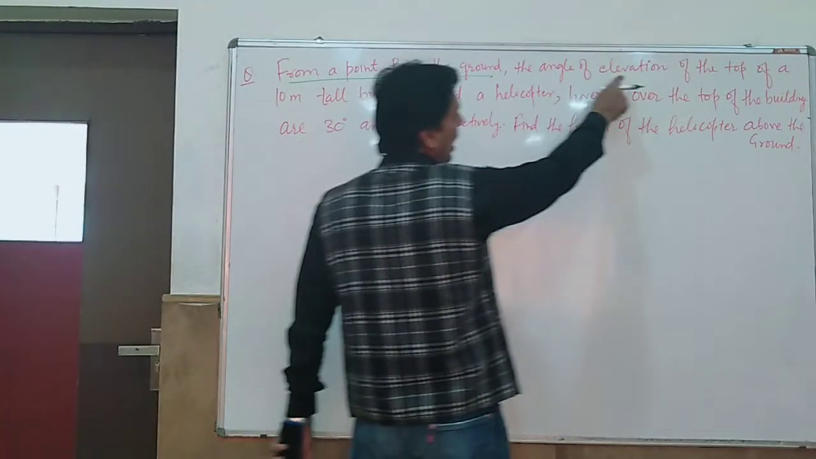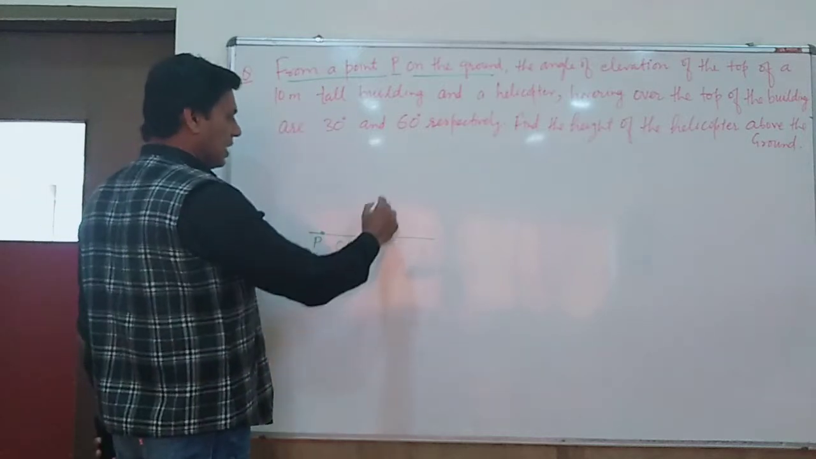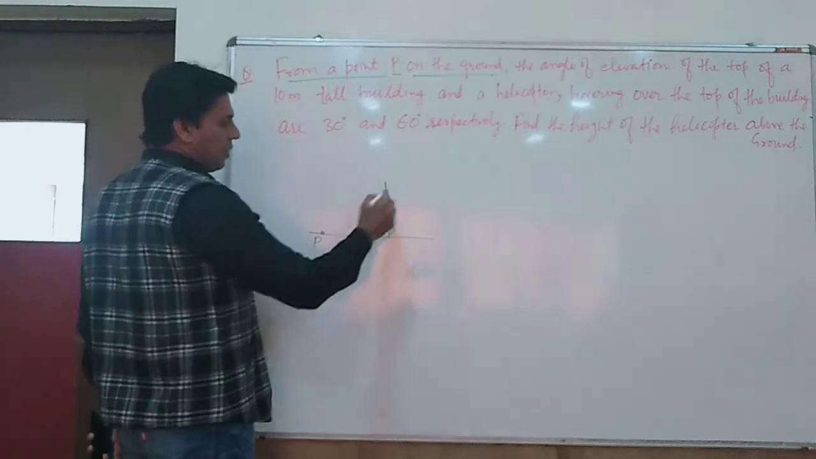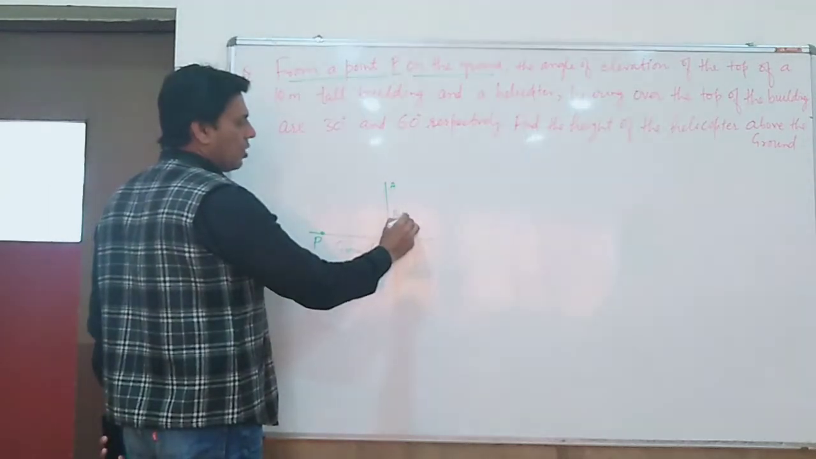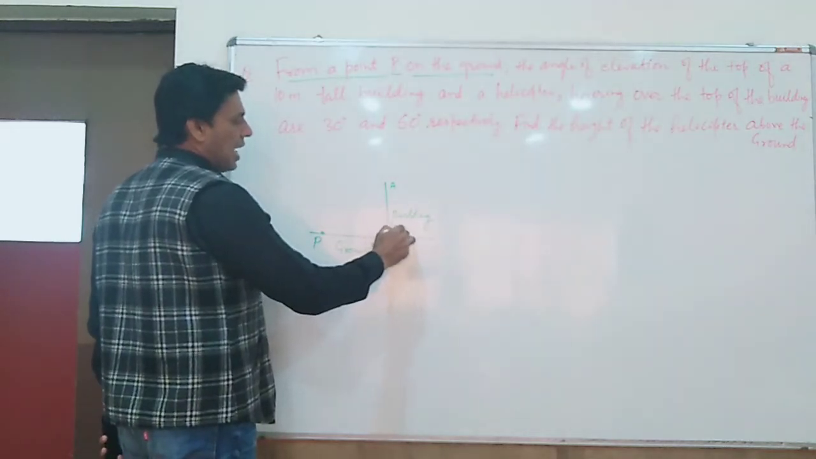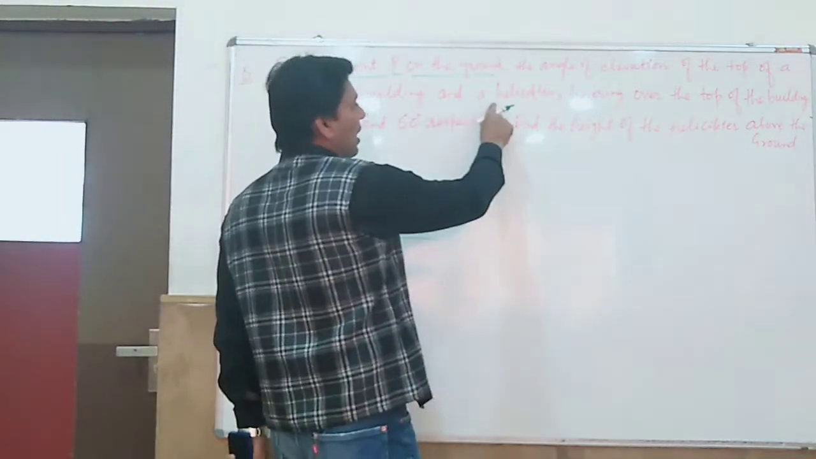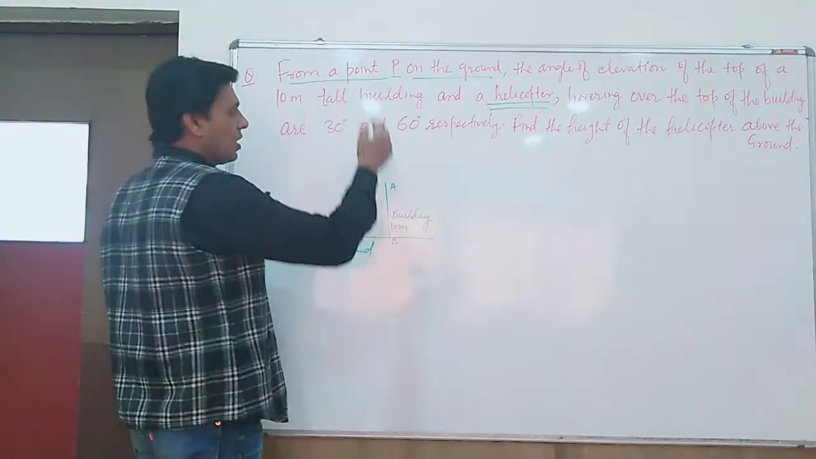So the angle of elevation of the top of a 10-meter tall building. So we have this 10-meter tall building. We can name it AB. This is the building and the height is 10 meter. A 10-meter tall building and a helicopter. The helicopter is hovering over the top of the building.